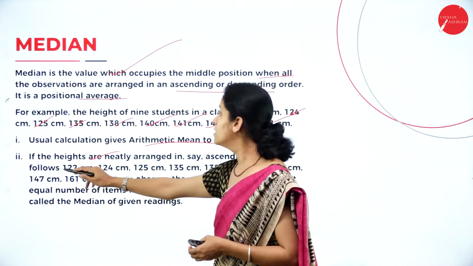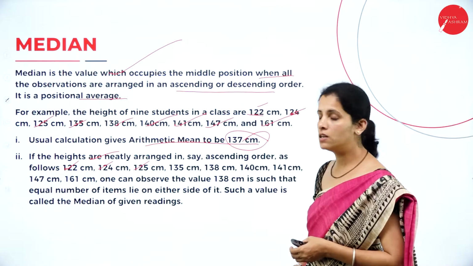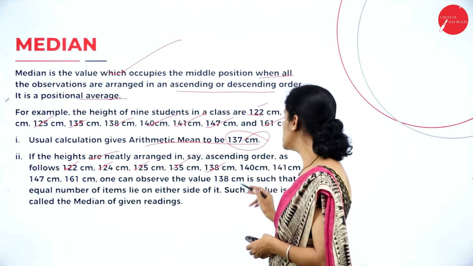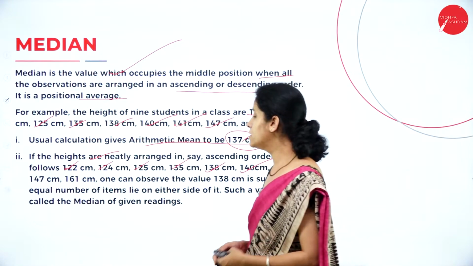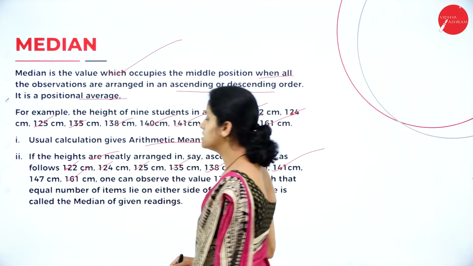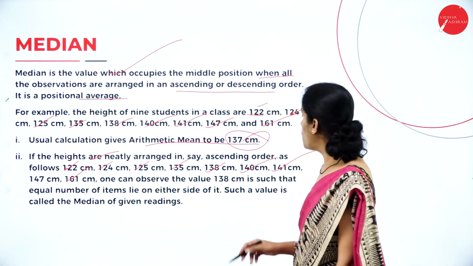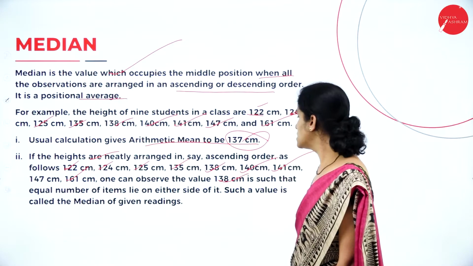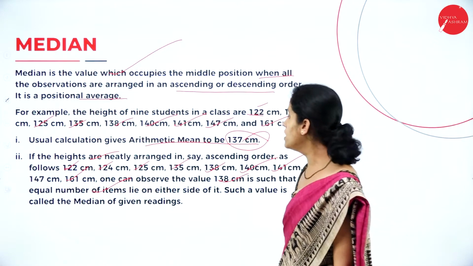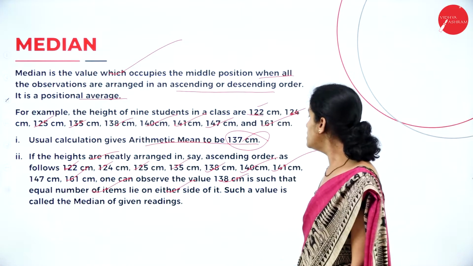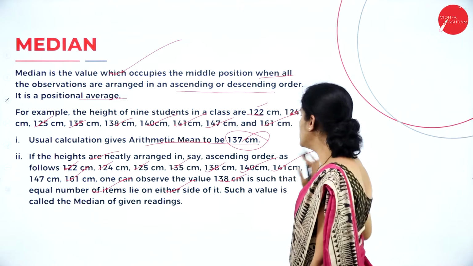So I just want to align all the data in ascending order. So here 122 centimeter, 124 centimeter, 125 centimeter, 135 centimeter, 138 centimeter, 140 centimeter, 141 centimeter, 147 centimeter and 161 centimeter. One can observe the value 138 centimeter is such that an equal number of items lie on either side of it. So I just want to align all the numbers.